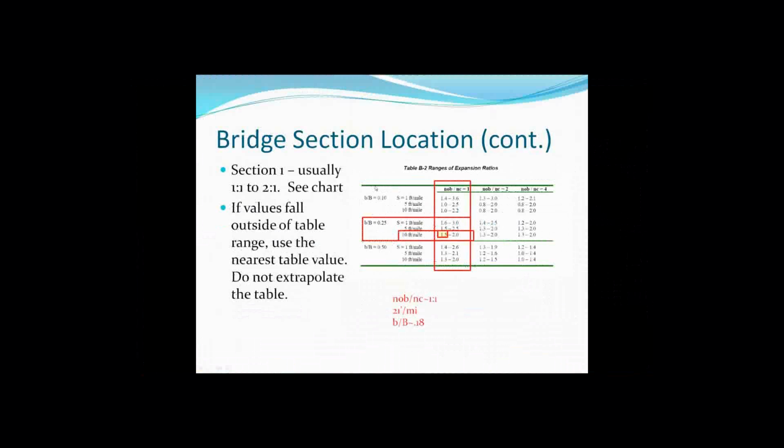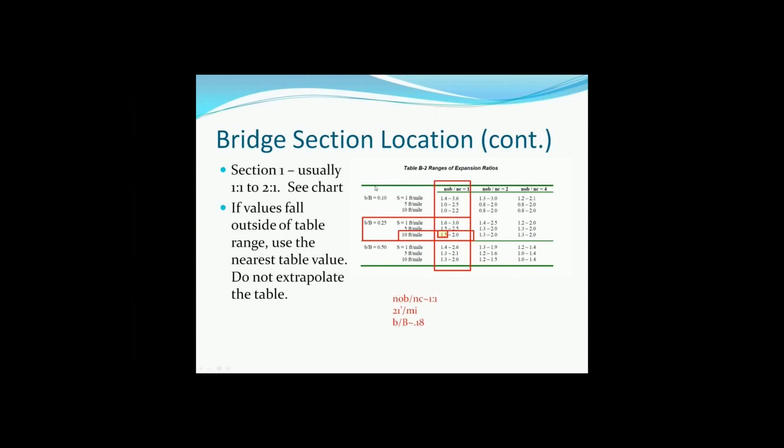For the downstream section, it's a little foggier as to how we should handle that. So in that appendix, there's this table, and this is what we're recommending that people use to set that downstream distance. And usually it's going to give you a number between 1 to 1 and 2 to 1.